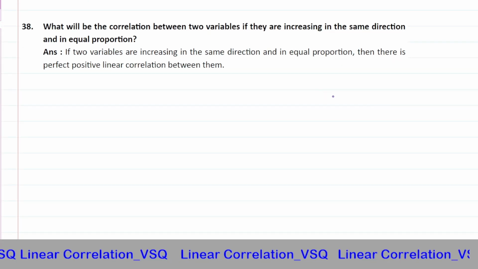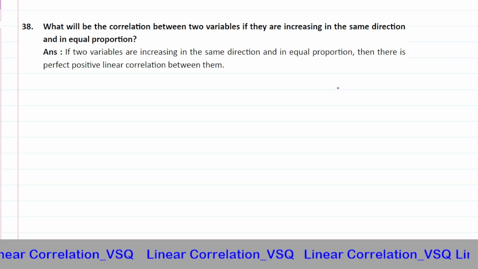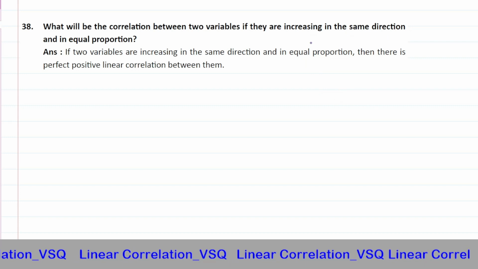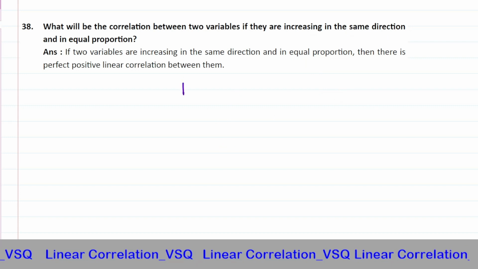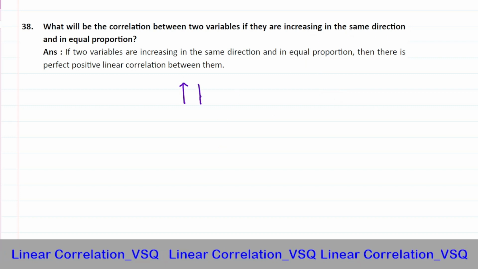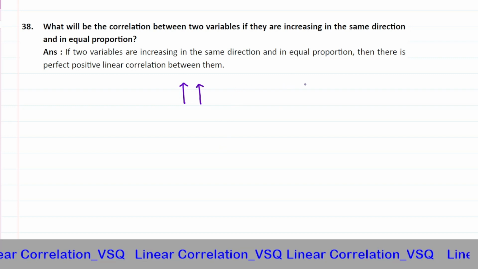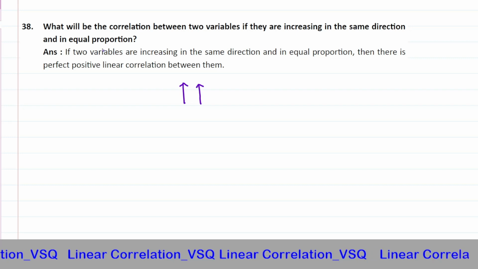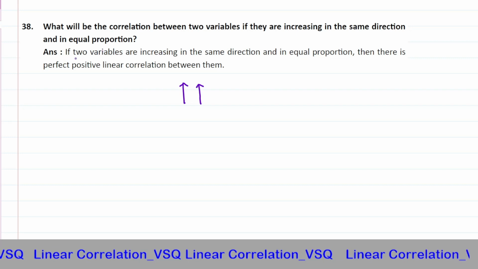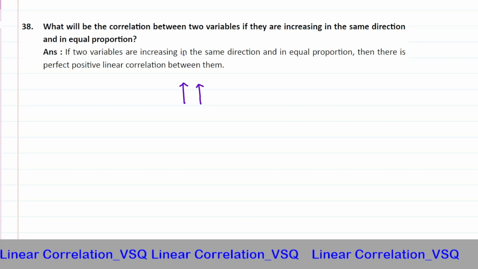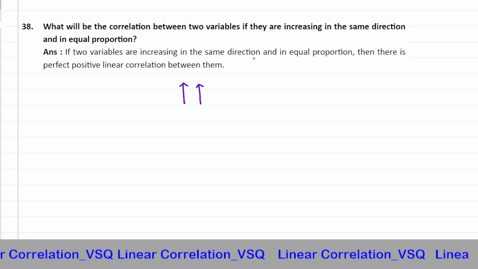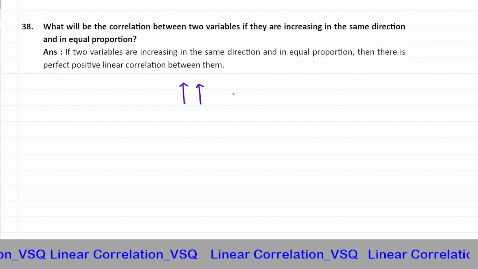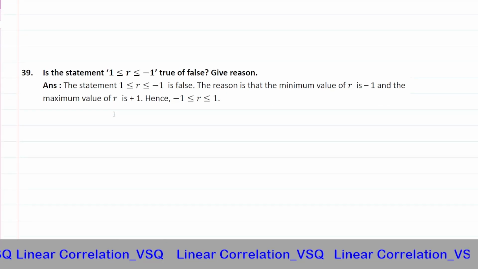Question number 31. What will be the correlation between two variables if they increase in the same direction in equal proportion? Okay, increases in the same direction, in equal proportion, then there is perfect positive correlation between two variables. The answer is: if two variables are increasing in the same direction and in equal proportion, then there is perfect positive linear correlation between them.